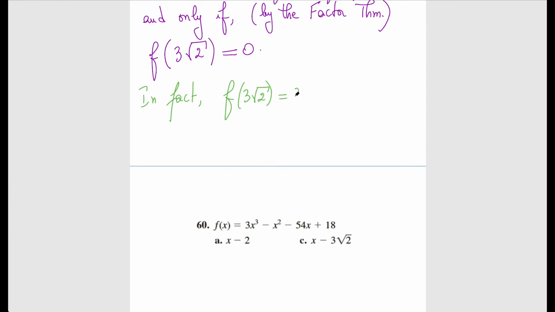So I'm going to have 3 times the cube of my x, which is 3 square root of 2, right? Minus the square of my x. And who's my x again? 3 square root of 2. Minus 54 times 3 square root of 2 plus 18. Correct? So I don't need this anymore.